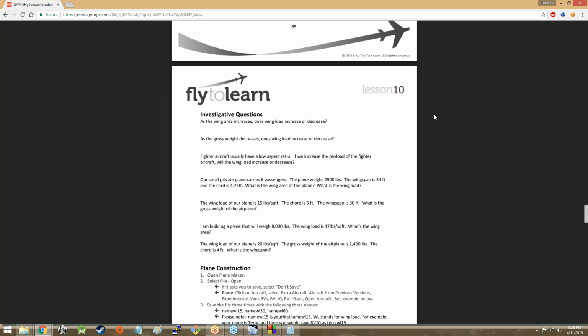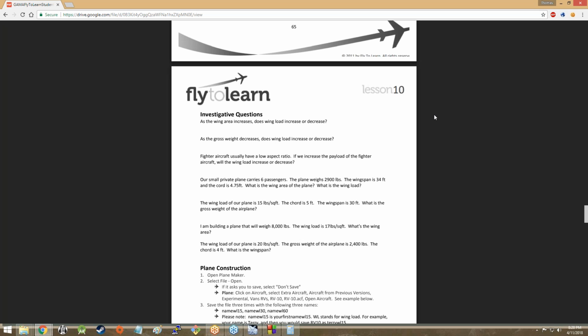Fighter aircraft usually have a low aspect ratio. If we increase the payload of the fighter aircraft, will the wing load increase or decrease? So as we saw, as the gross weight decreases, wing load decreases. If we don't change the aspect ratio or the wingspan of a fighter aircraft, we aren't changing the surface area of the wing either. So if we increase the payload, we're increasing the gross weight, which, by extrapolation, means we're going to be increasing the wing load.